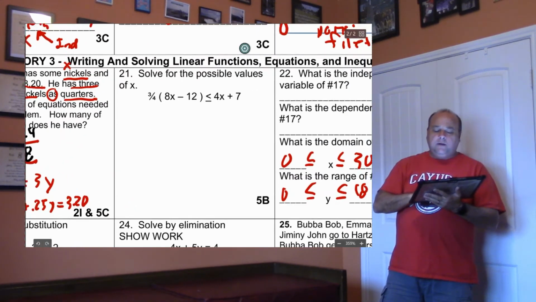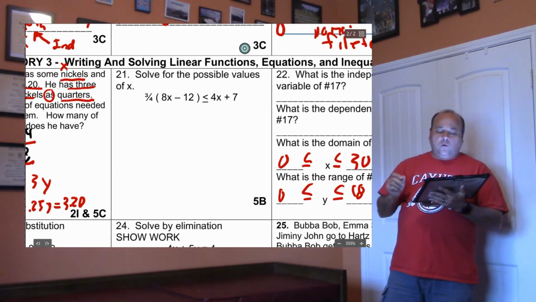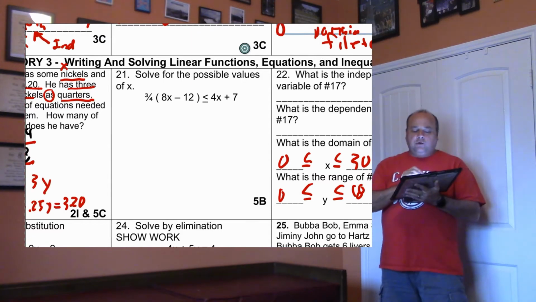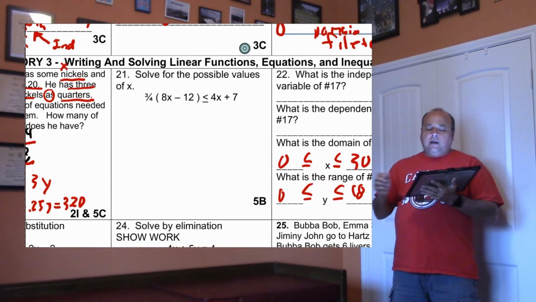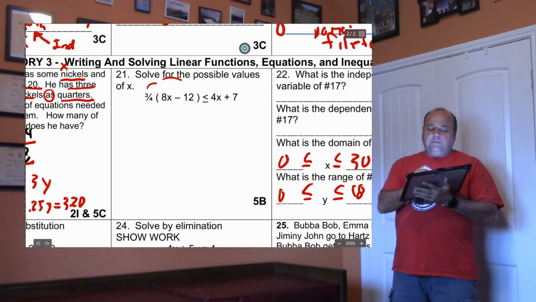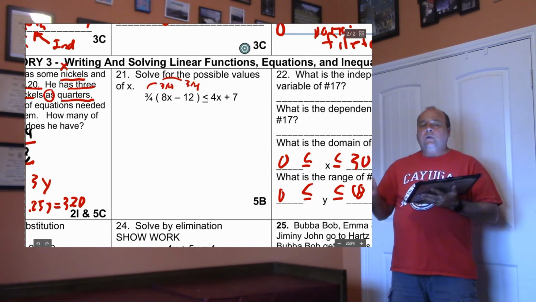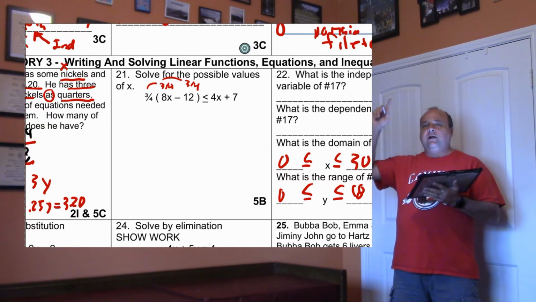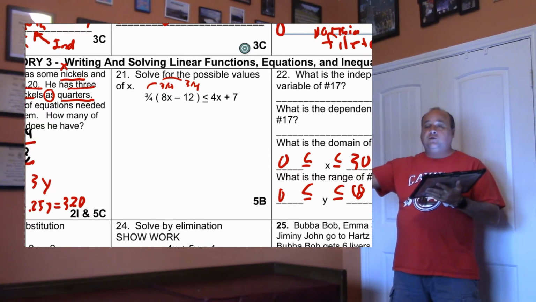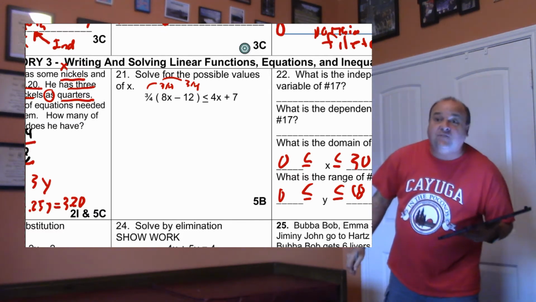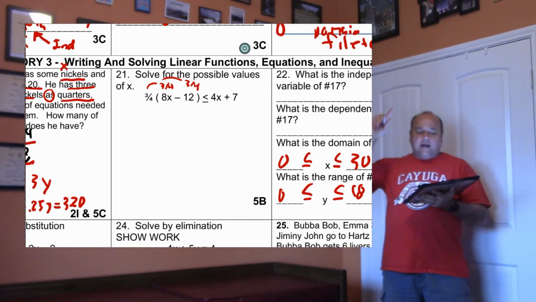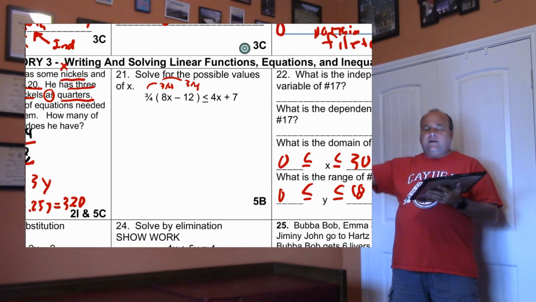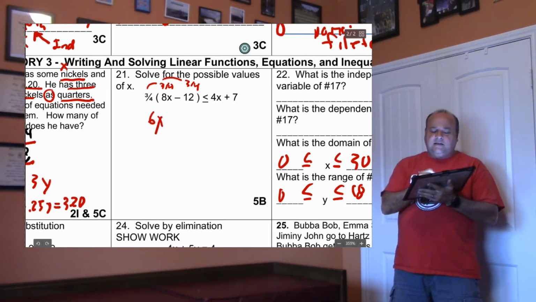Let's go to 21. We're going to solve this for x, okay? So notice I have a fraction here. Let's distribute the fraction because the 8 and the 12 both divide by 3. Then you're going to do 8 times 3 divided by 4. That's what 8 times 3/4 means. You did it in the 5th grade. So 8 times 3 is 24, divided by 4 is 6, so I got 6x.